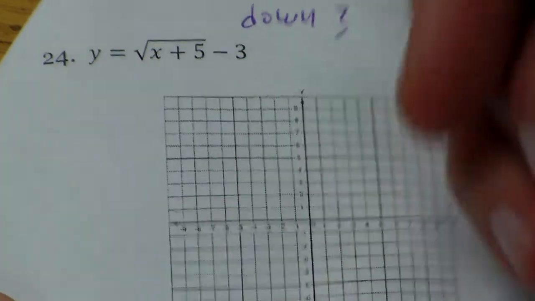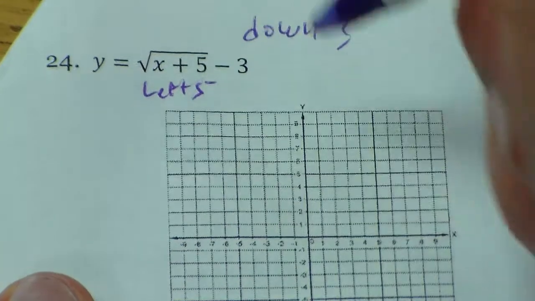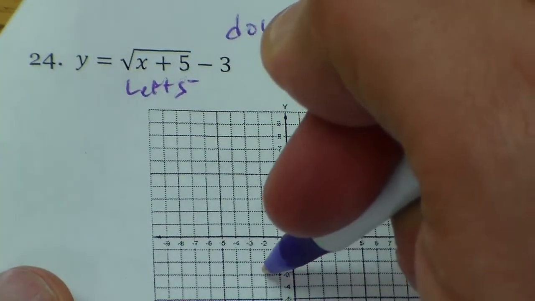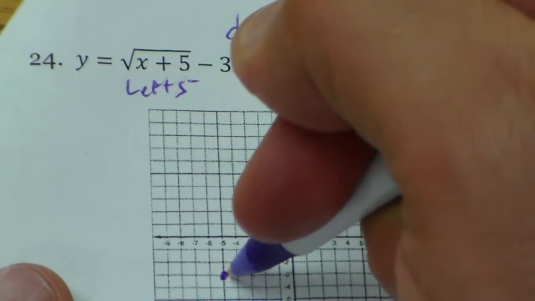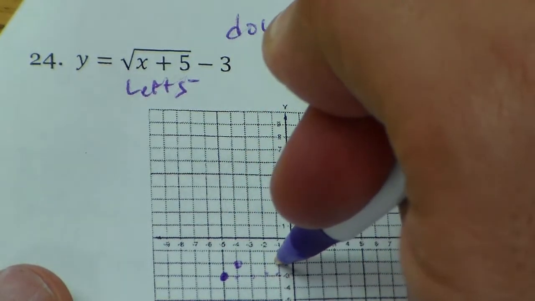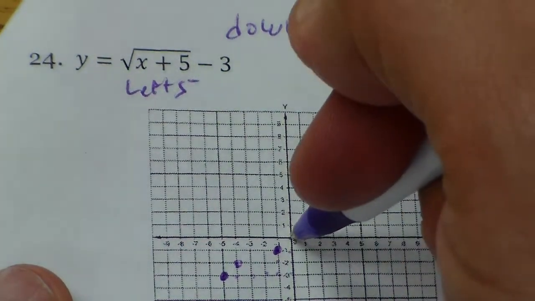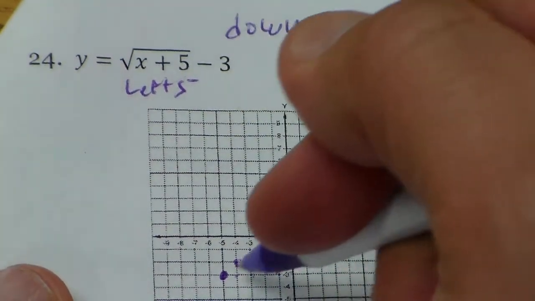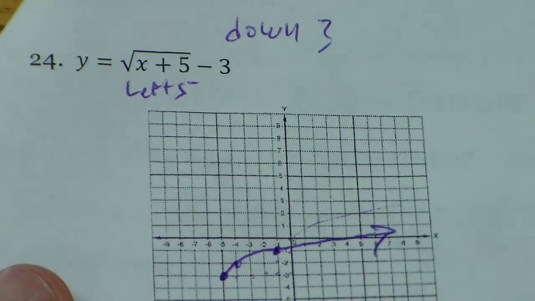So that's down 3. Inside is opposite what you think. So you think right 5, but it's actually left 5. So we're going to go down 1, 2, 3, and then left 1, 2, 3, 4, 5. And then with radicals, you go over 1, up 1, and then over 1, 2, 3, 4, up 1, 2. And so that just stems from the parent function, which was right here, over 1, up 1, and then over 4, up 2. So that's just shifting to the left 5 and down 3. So we're going to go up and to the right.